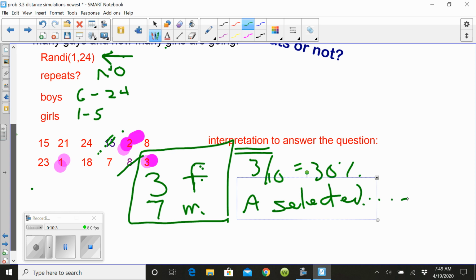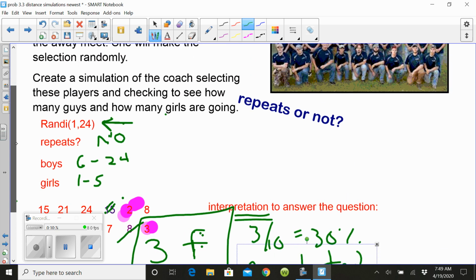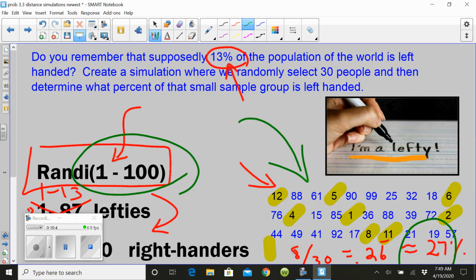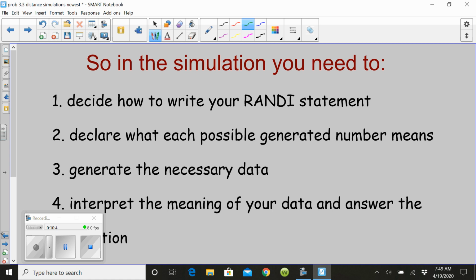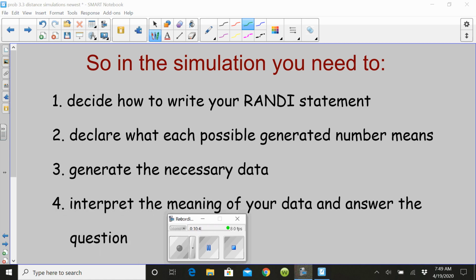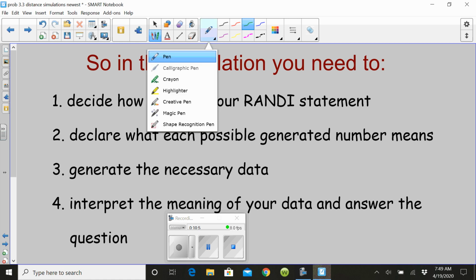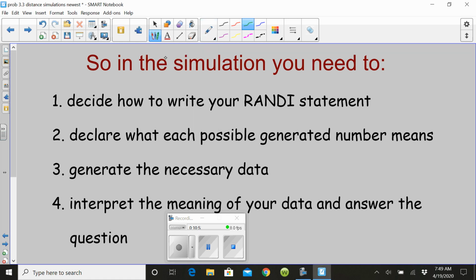So that's the end of this second video, just showing you two examples again, where the important thing here is to follow this process. Randy statement. Every single time, we need a Randy statement. Declare what the numbers mean. Generate the data, make your interpretation. So there'll be one video to follow to talk about the birthday problem.